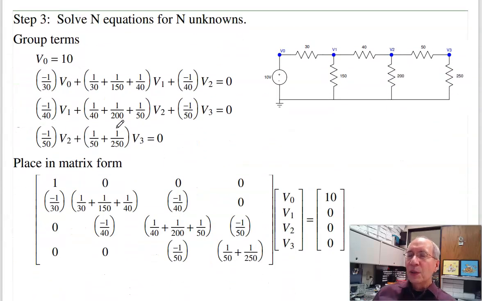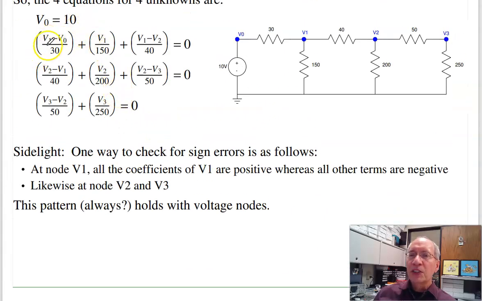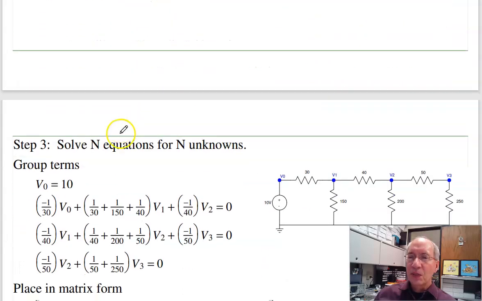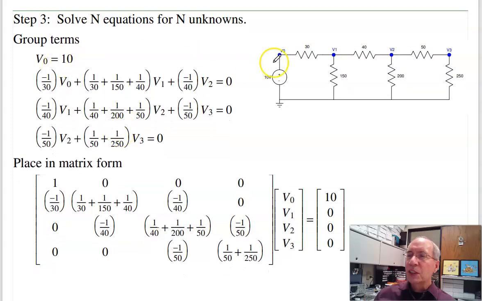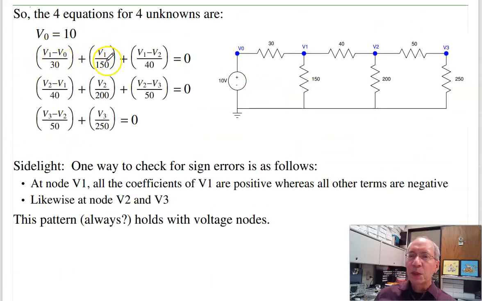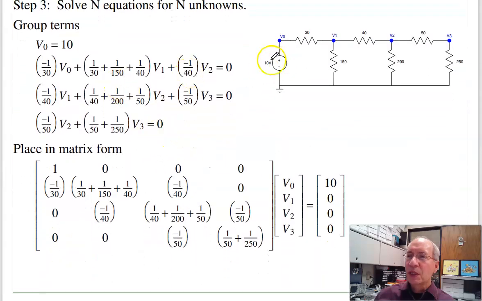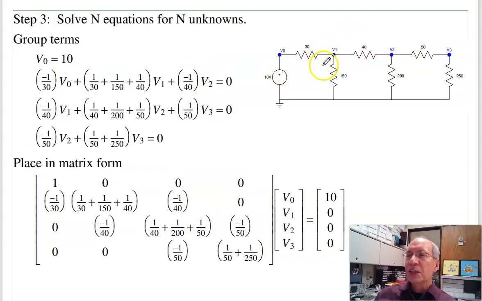To solve, what I would do is group the terms. Take this one right here, group all the b1s together, all the b0s together, all the b2s together. When I do that, I get this. b0 equals 10, first equation. At the first node, I get minus 1/30th b0, plus these added together, the 1/30th plus 1 over 150 plus 1 over 40, times b1, minus 1/40th b2 equals 0. There's your first equation, and you can see the circuit from here.